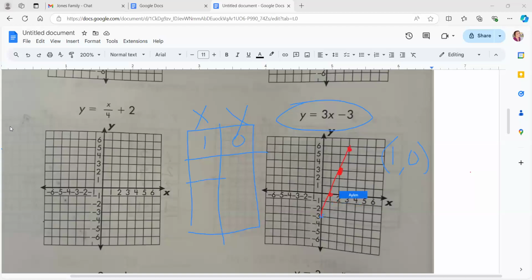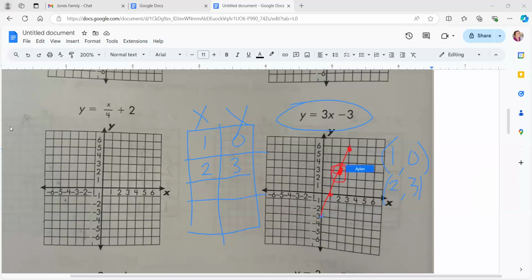And then if X is 2, what will Y be? 3? Yep, 6 take away 3 is 3. Is that point on our graph? The point is gonna look like 2, 3. Where is that on the graph? That's your other orange point, right?